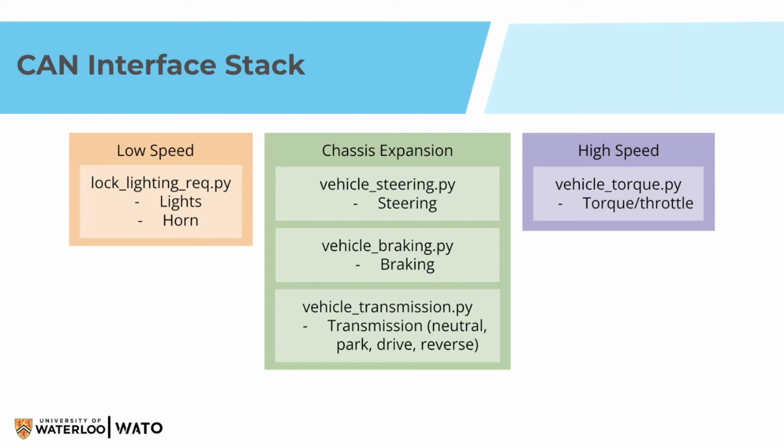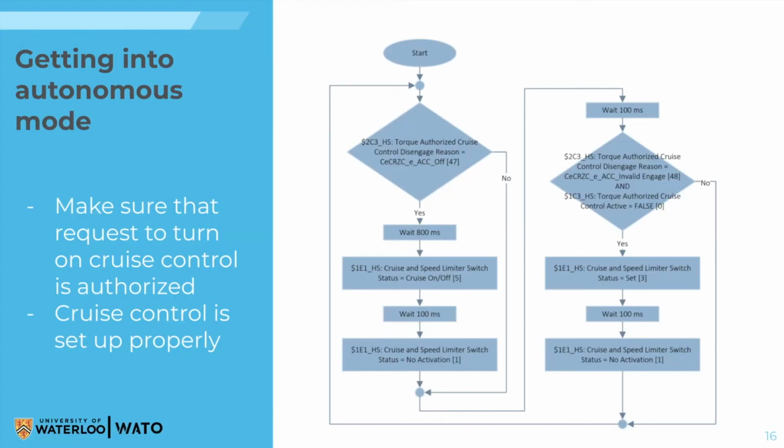Now, one thing to note is that the high-speed bus is a bit different, and there are some specific things that we have to do to make sure that we're able to send our torque commands safely. So this is what we need to do. We need to get into autonomous mode. We need to tell the car that we're giving control to the computer instead of having a human take over.